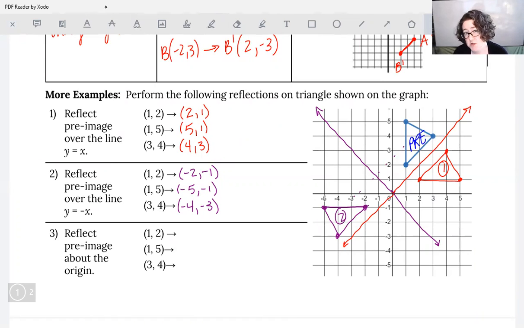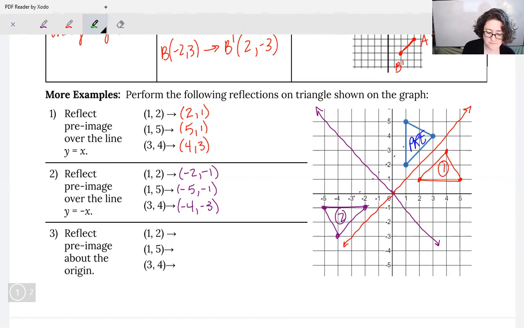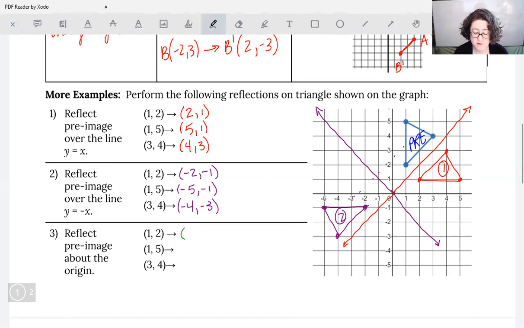Okay, reflecting about the origin, what did we do for that? Just one change, and that was changing the signs. So the point (1, 2) will become (-1, -2). We'll have (-1, -5), and (-3, -4).